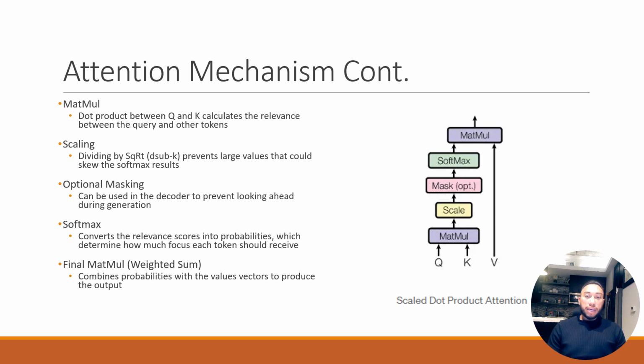After that, an optional masking is applied, which can be used in the decoder to prevent looking ahead during generation. Then you have the softmax layer, which converts the relevance scores into probabilities, which determine how much focus each token should receive. Finally, you have the final matrix multiplication, which is at the top in purple, and that is the weighted sum whenever we combine the probabilities with the values vectors to produce the output.